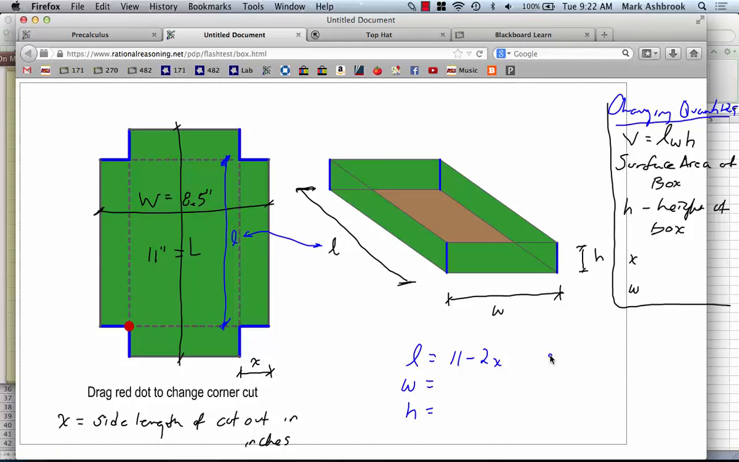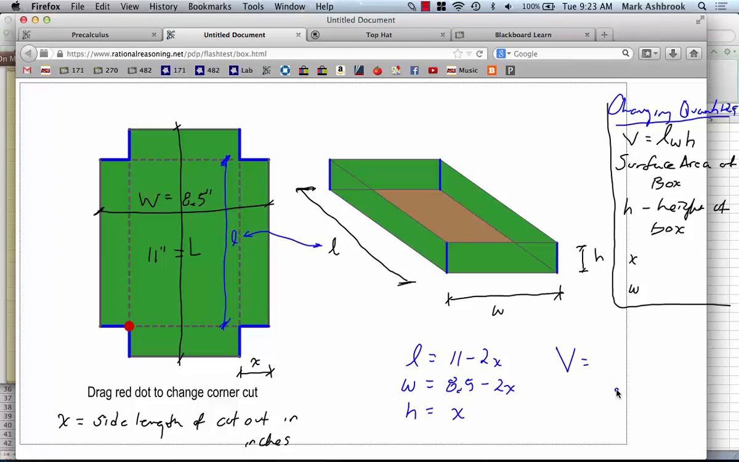What about the resulting width of the box? Start at 8.5. Yeah, so we're going to take away x on this side for the square on the left, and take away x on this side, the square on the right. Which means little w is 8.5 minus 2x. What about the height of the box? It's just an X. So you should be able to see when you fold this thing up, if I were to fold this flap up to the left, there's the height right there. That's the height.